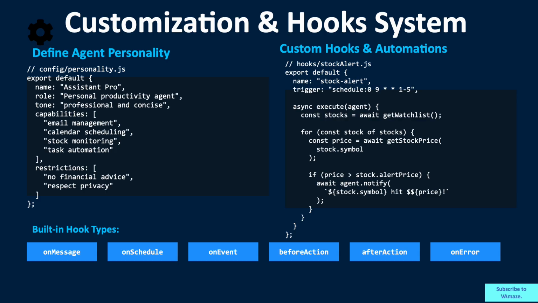But here's the beautiful part. You can create hooks for anything. Want to run checks every time a message arrives? Use the on-message hook. Need to do something before every action? Before action. Want to handle errors gracefully? On error. At the bottom, you can see the built-in hook types. Each one gives you an extension point to inject custom behavior. This means OpenClaw isn't just a framework you use, it's a framework you can shape to your exact needs. You're not fighting against the tool, you're working with it. And because these hooks are just JavaScript or TypeScript, you can use any NPM package, call any API, interact with any database. The entire Node.js ecosystem is available to you.